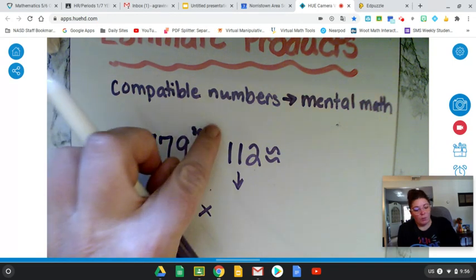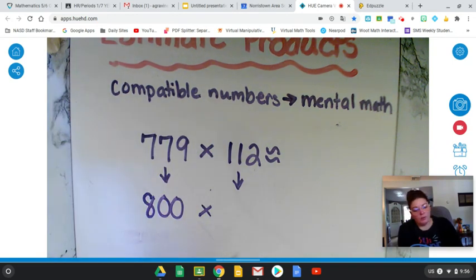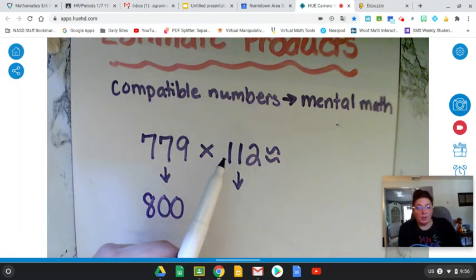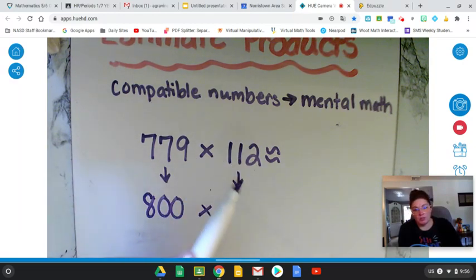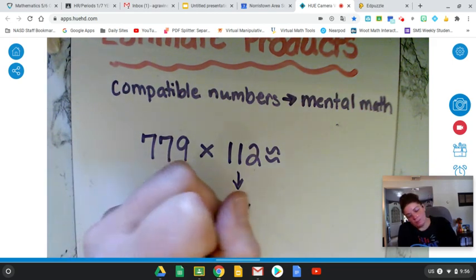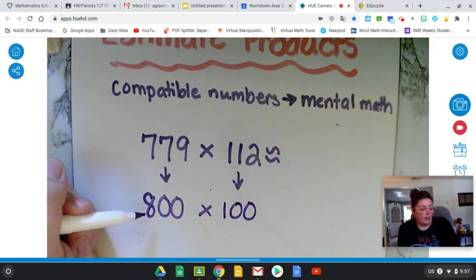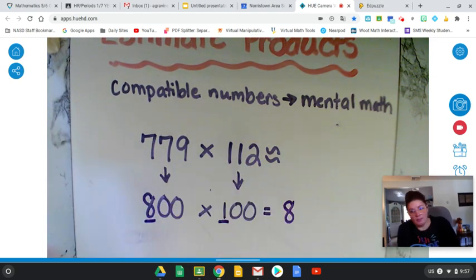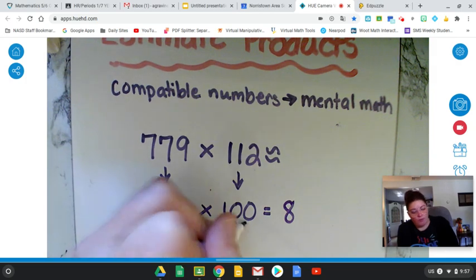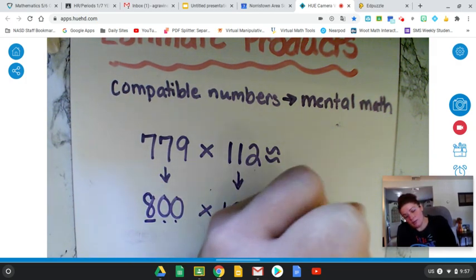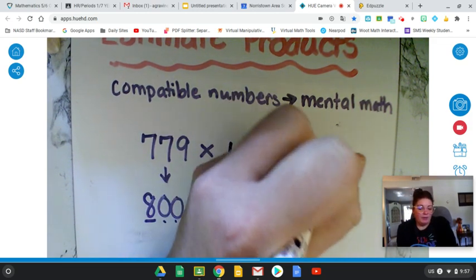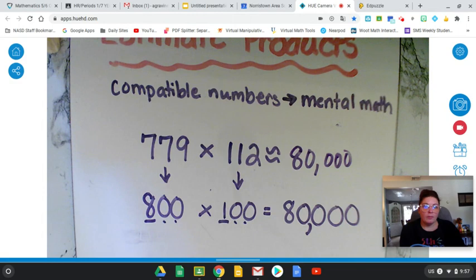All right, now let's look at 112. This is in the lower hundreds. So I could round it to 100 or I could round it to 200. It's definitely closer to 100. So I have 800 times 100 for my estimate. 8 times 1 is 8. And I have a total of 4 zeros to add after the 8, making my estimate 80,000.